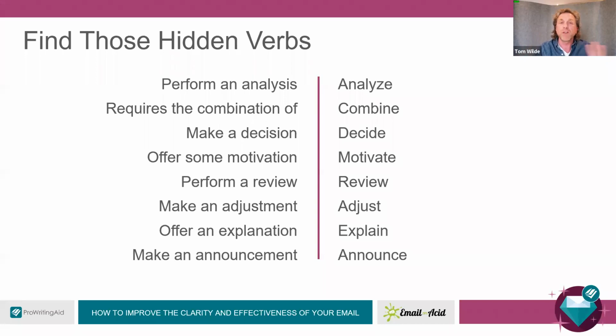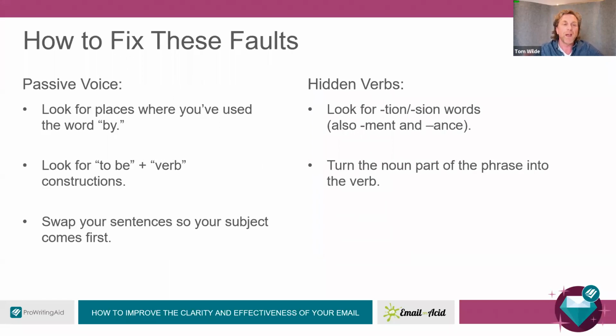Right, how do we fix these faults? How do we fix the issues with passive voice and hidden verbs? Firstly, passive voice. Look for places where you've used the word "by", okay? It's a good indicator that you're using the passive voice. My uncle was eaten by a crocodile, okay? I can tell that's in the passive voice. I used to use that one when teaching English, right?